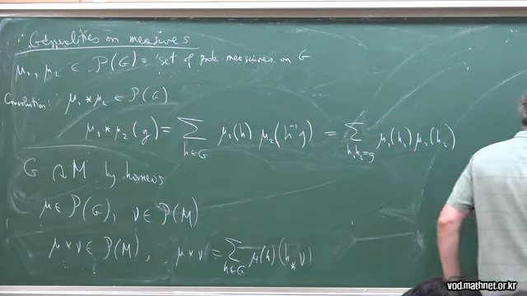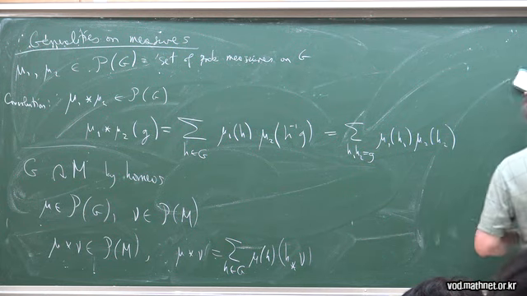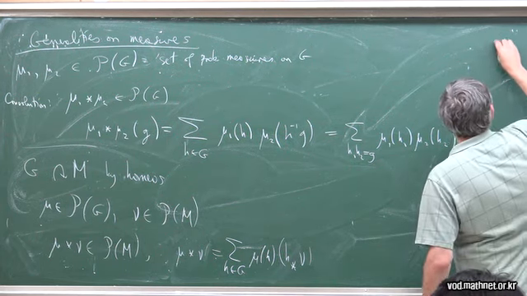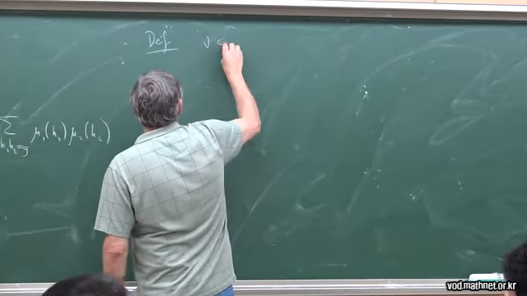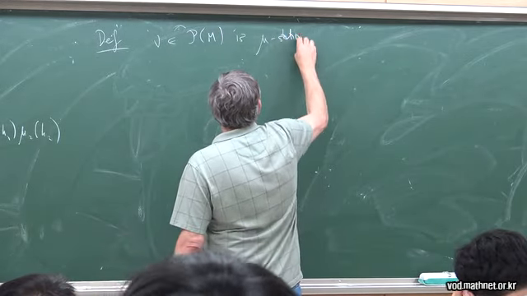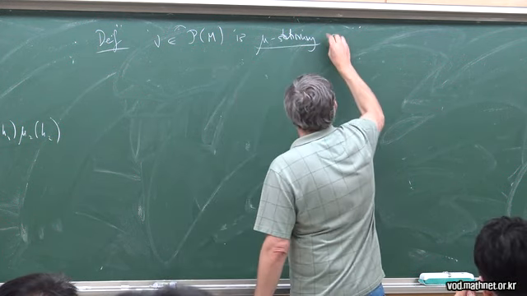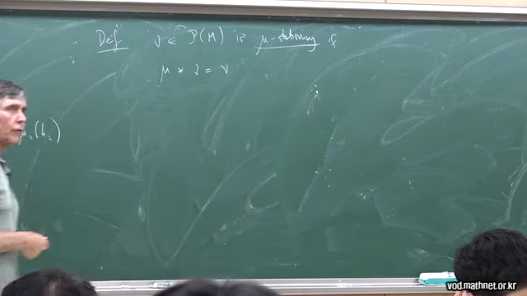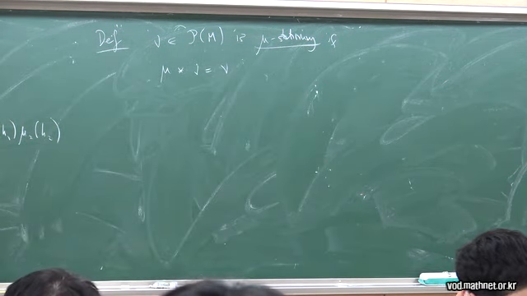Okay, so these are kind of natural things you can do. And then what is a stationary measure, or mu stationary measure? Okay, so definition. nu in P of M is mu stationary if mu star nu is equal to nu. So you convolve with your measure mu, and you get the same measure. It's invariant under convolving like this.